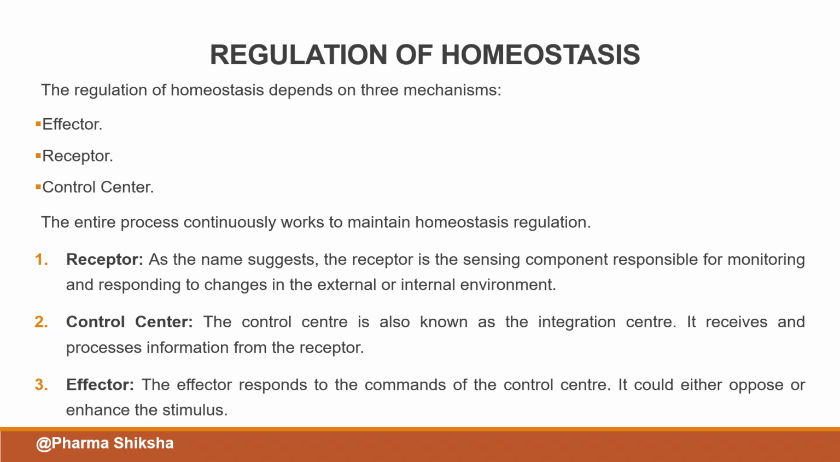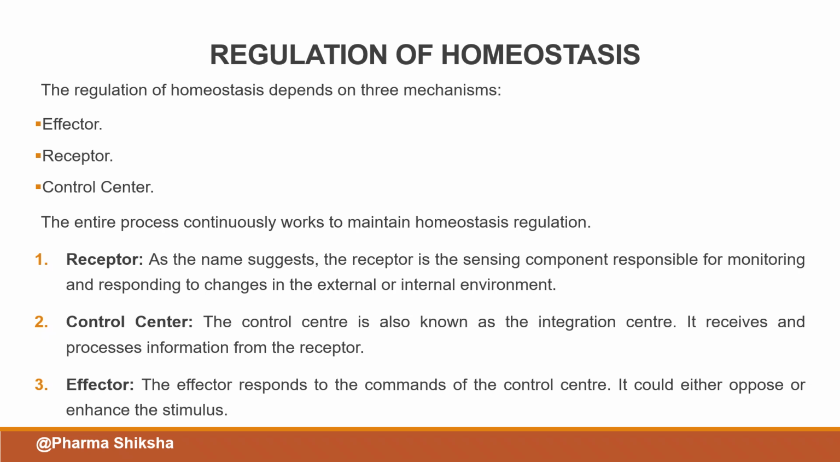The hypothalamus will receive the signal and start giving the oxytocin stimulating hormone. So the posterior pituitary gland will release oxytocin. Oxytocin will enter the systemic circulation and bind with the oxytocin receptors. The effector is the binding receptor here, so that contraction occurs. This is the positive feedback mechanism in this case. It could either oppose or enhance the stimulus. Opposing means negative feedback mechanism. Enhancing means positive feedback mechanism.